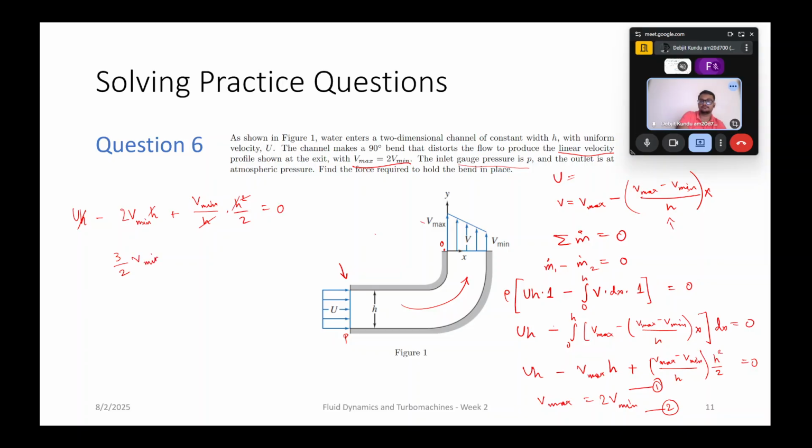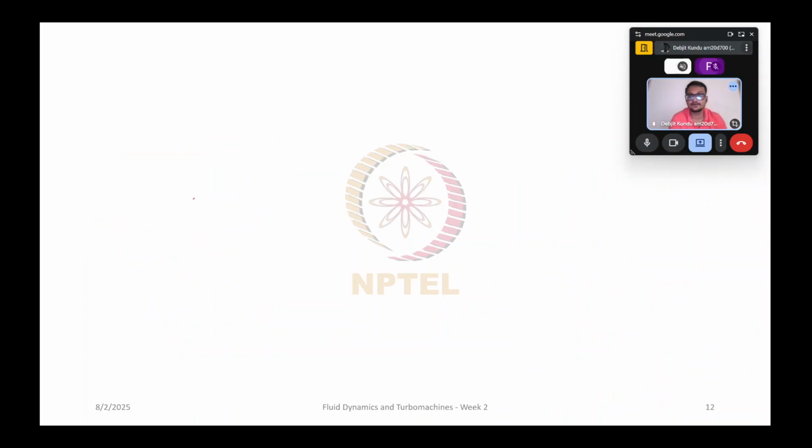Vmin is equal to U. Vmin is 2U by 3, and Vmax is twice that. So it should be 4U by 3. Now we know these two values in terms of U. So the first part is out. Now the second part is doing the momentum conservation. So I'll use a blank slide over here to do that.